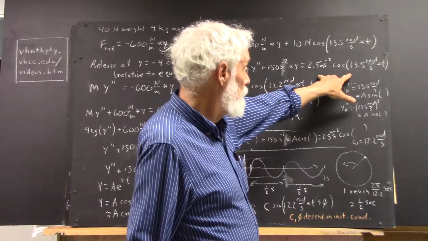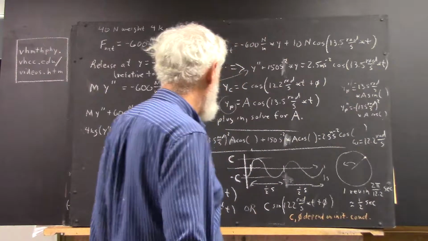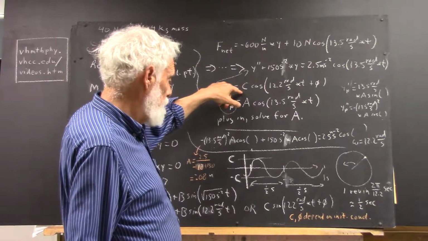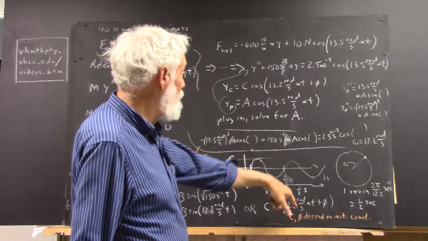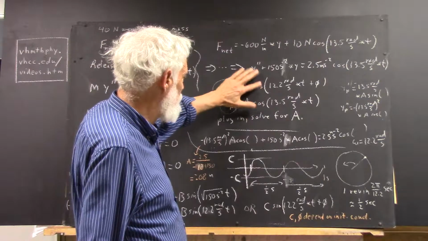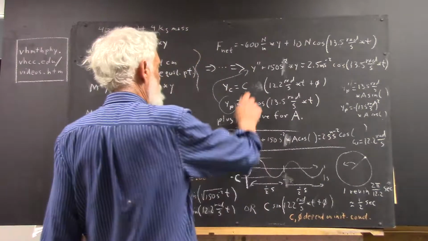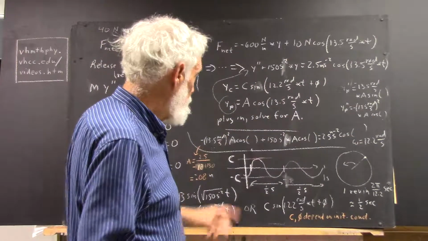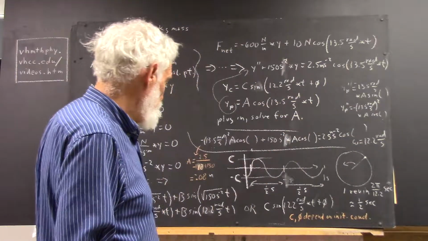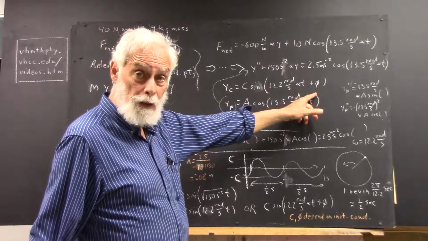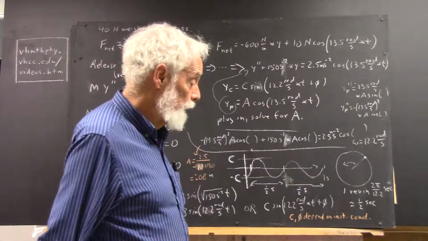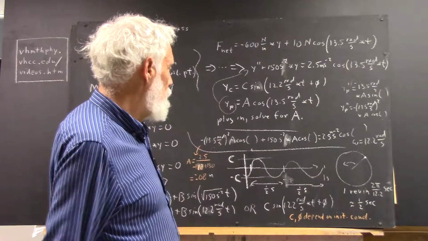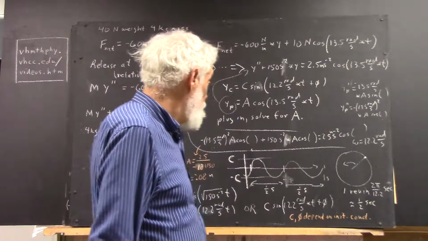So what do we have to do? We have to find a particular solution. So our characteristic solution is just our C. Now I wrote C sine of this, now I wrote C cosine of this. Let's be consistent, and let's make this C times the sine of 12.2 radians per second times t plus a phase constant. If it was a cosine, then your phase constant would either be plus or minus 180 degrees. Now, those phases would be exactly the same.